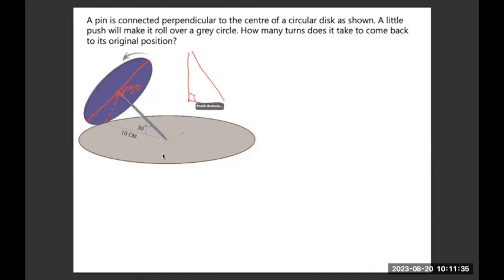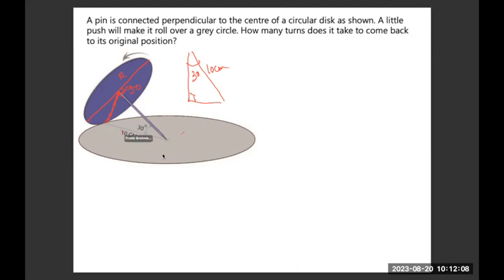The angle of this is 30 degrees. The hypotenuse is 10 centimeters. And with that, I just need to find this base, which is the radius of the purple circle. Why do I need to find the radius of this purple circle? Because if I don't find the radius, I won't get the circumference of the purple circle. And I know the circumference of the gray circle because it's provided that the radius is 10 centimeters.